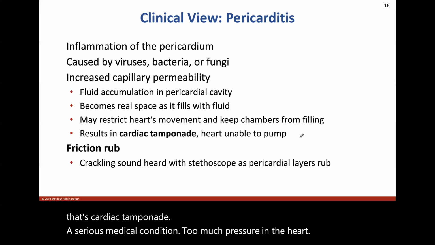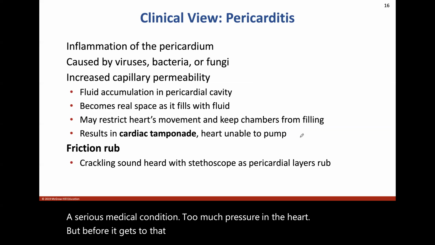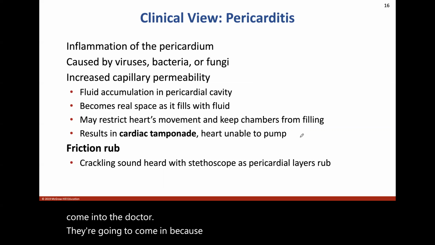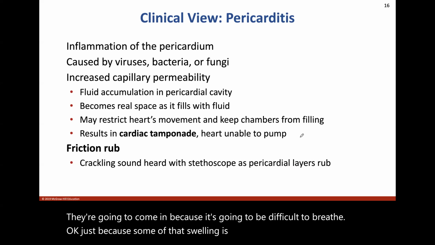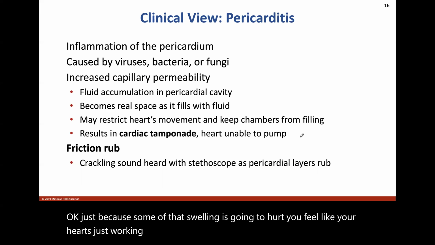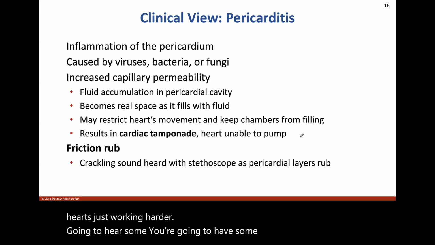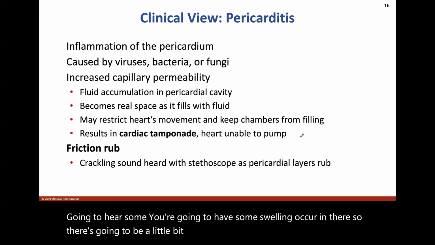But before it gets to that excessive extreme, I hope to God this person has come into the doctor. They're going to come in because it's going to be difficult to breathe. Just because of some of that swelling, you feel like your heart's just working harder. You're going to have some swelling occurring there. So there's going to be a little bit of backup going on.